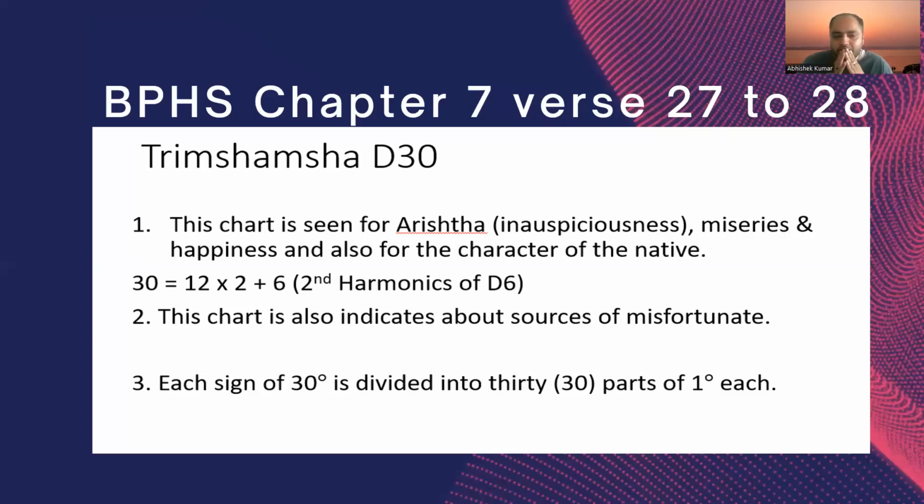The tricky bit is here, this 30 degrees divided by 30. So 30 degrees divided by 30, so this is 1 degree. So 1 division is 1 degree. But Parashara is now giving a very new concept. Now the divisions are not equal, it's an unequal division.